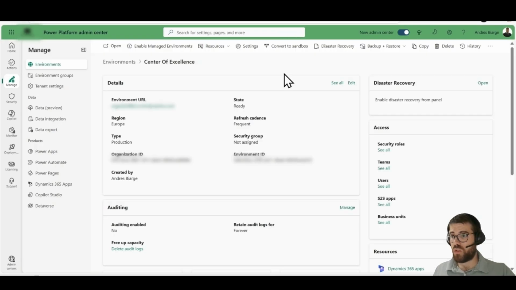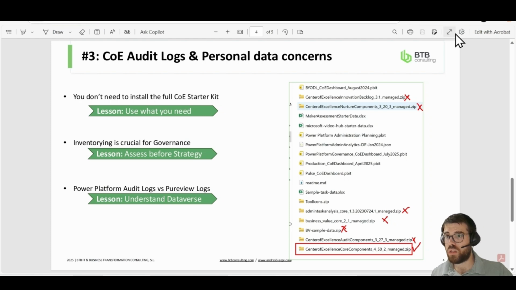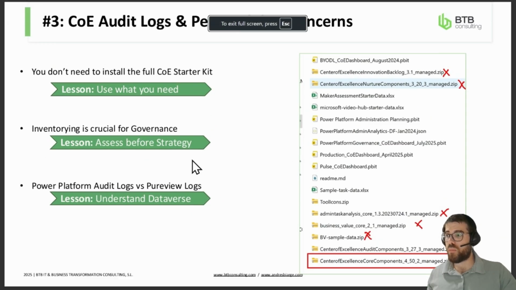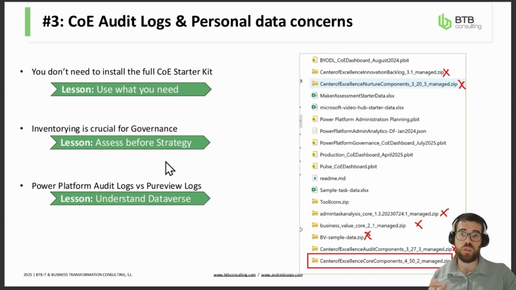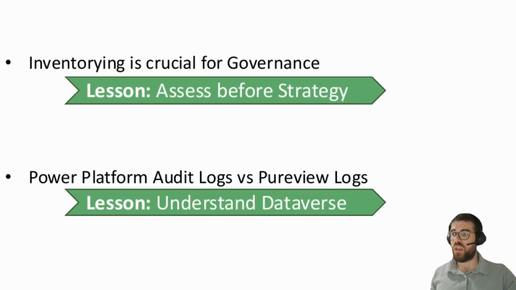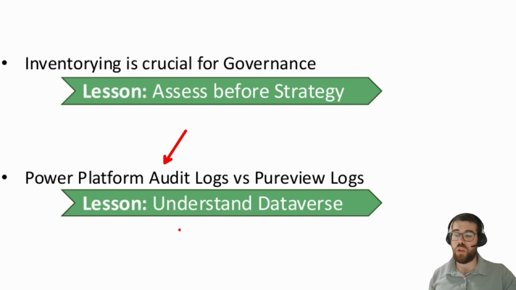Now, to finalize this myth, basically we don't need to install all the components included in the starter kit. Only the core components is necessary for inventory. We need inventory to do governance because we cannot do strategy if we don't have an assessment of the current status of the platform. And finally, audit logs. You saw that personal data is not an issue if we just do inventory and we don't install the other solutions.